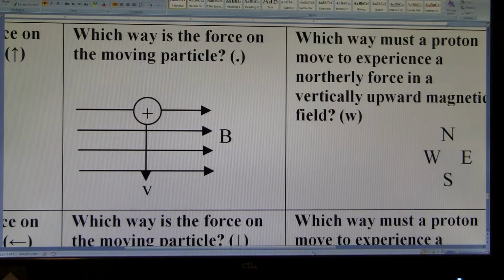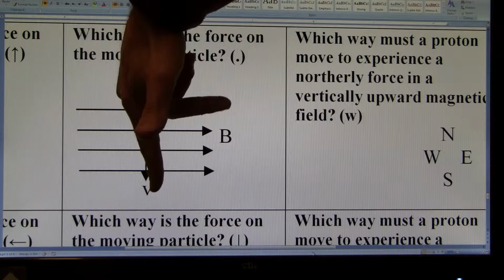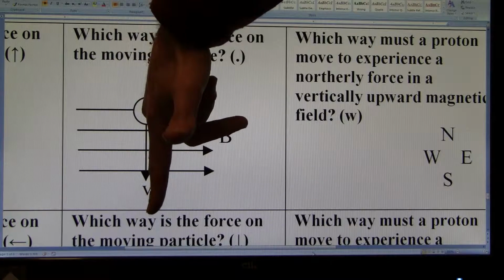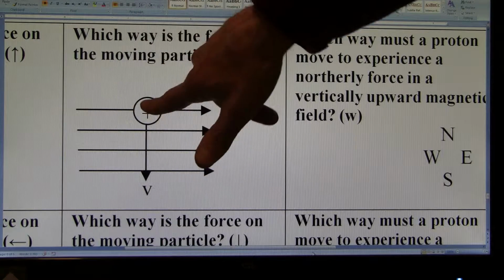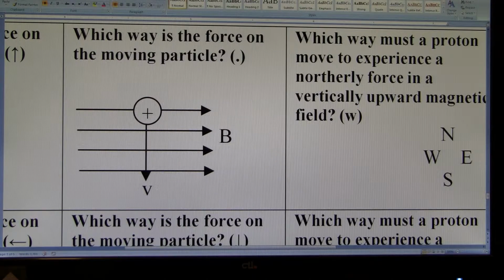Okay, let's see. Velocity is down the page. Magnetic field is to the right on the page. Okay, and so my thumb is pointing out of the page, and since it's a positive charge, it really is out of the page, and that's what that answer is right there.